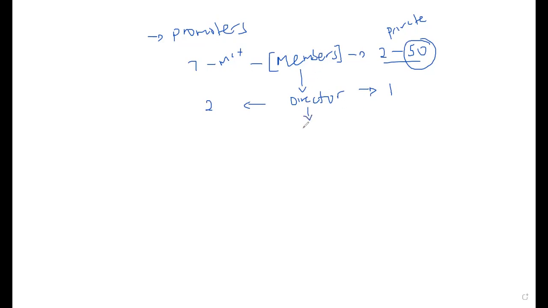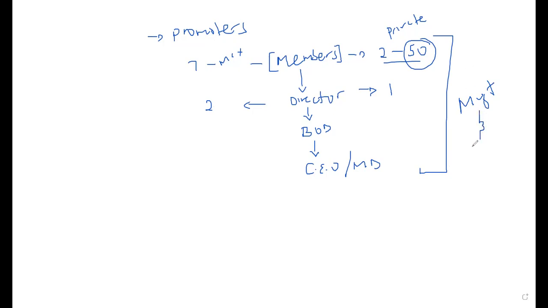So they vote for directors, and these directors will constitute the board of directors. And the directors can elect someone who becomes the CEO or the managing director of the company, like in the case of most parastatals. So effectively, what you have here is the management of the company, plus the owners of the company.